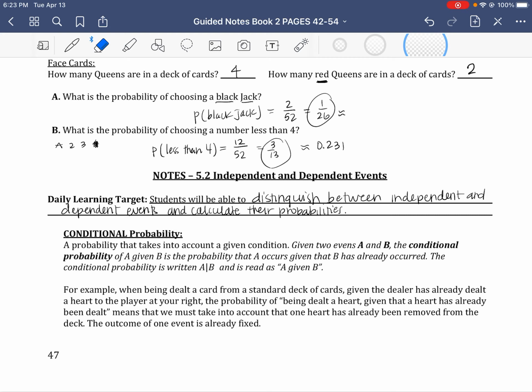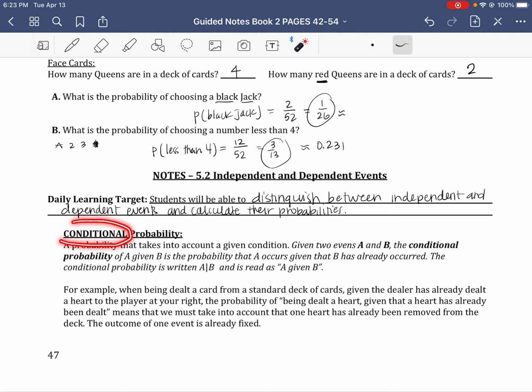Okay, lesson 5.2 is titled Independent and Dependent Events. It's on page 47 of your guided notes. We're going to split this into two videos. The learning target here says students will be able to distinguish between independent and dependent events. We're going to talk about what that means and then calculate their probabilities.